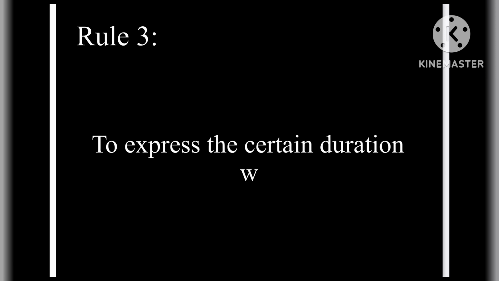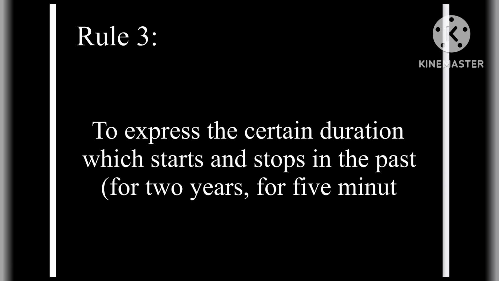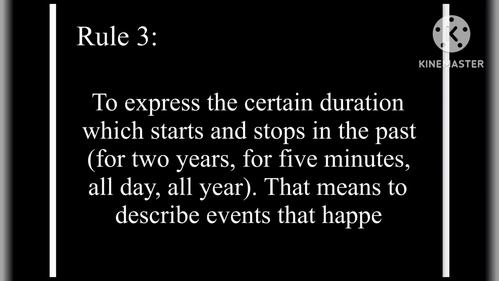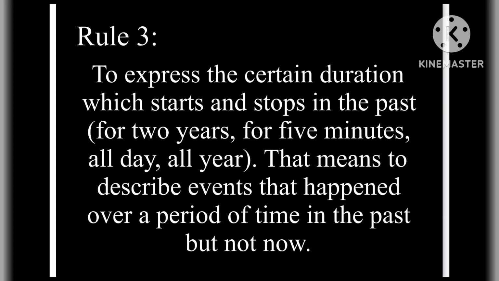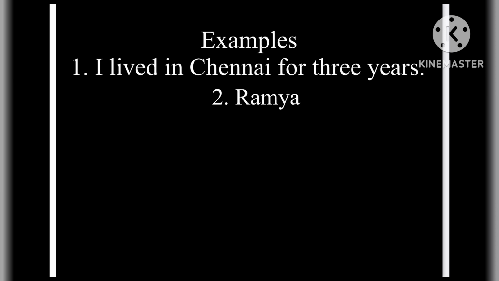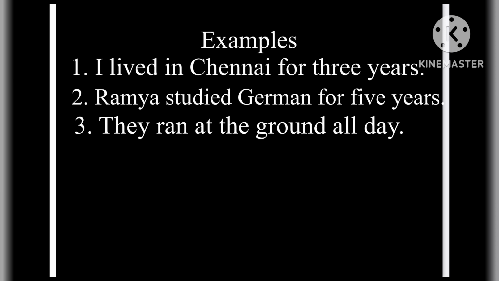Rule number 3. Simple past tense is used to express a certain duration which starts and stops in the past. For 2 years, for 5 minutes, all day, all year. That means to describe events that happened over a period of time in the past but not now. Examples: I lived in Chennai for 3 years. Ramya studied German for 5 years. They ran at the ground all day.